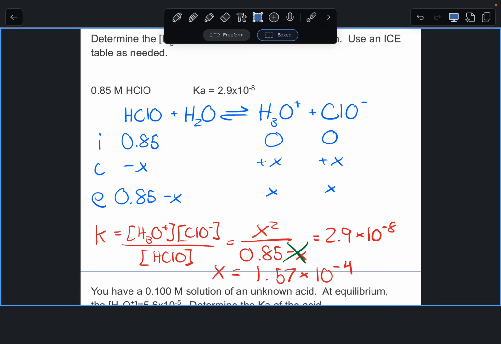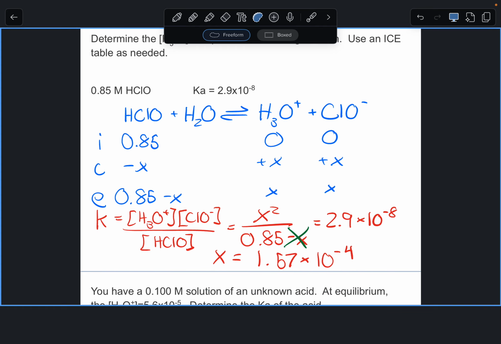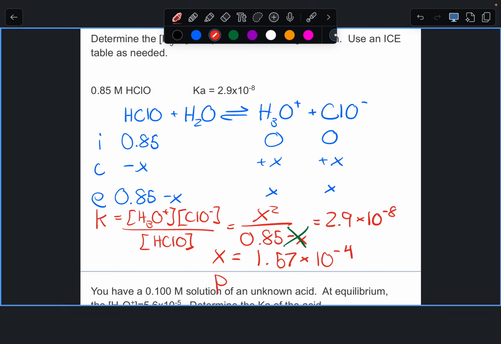So these really should be no different than a chapter 16 problem, right, from the last test, because it's still just an equilibrium. In fact, it's easier because the coefficients are 1. So you find the H3O+, that's what x is here, and then you just take the negative log of that to find the pH.